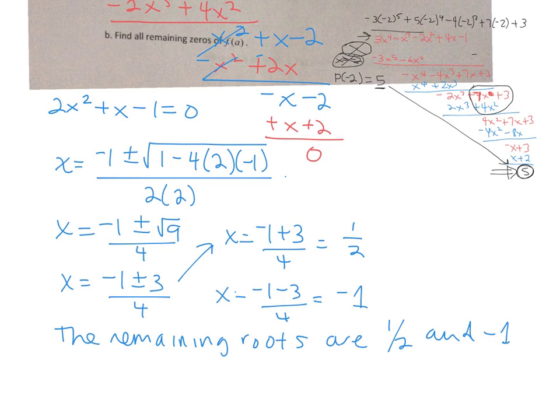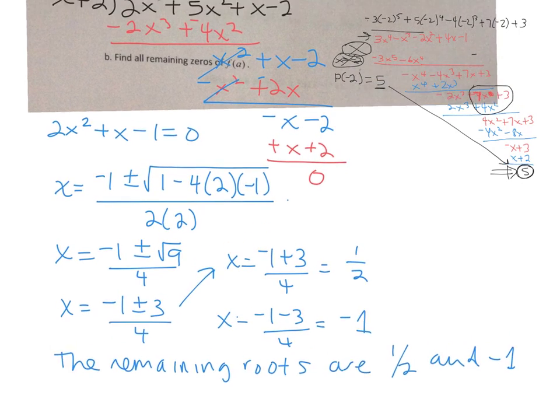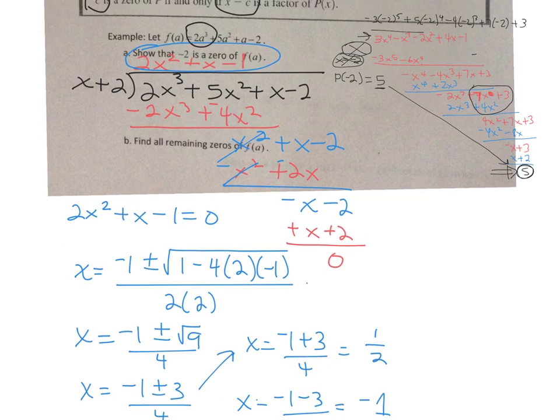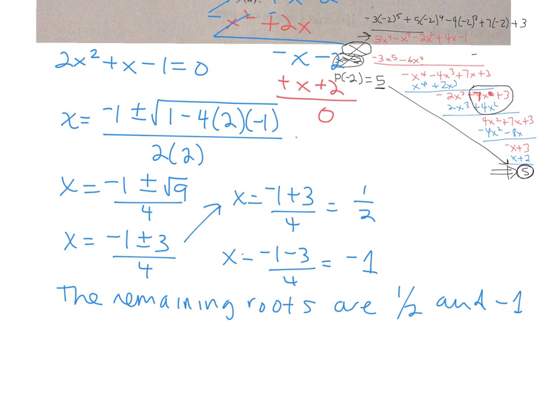And then you can also make the connection. You see how this started out as a degree 3 right here, and you have 3 roots. You have the negative 2 that you started with, and then you have 2 more. So all the roots are negative 2, 1/2, and negative 3. That's 3 roots. The degree was 3. That's always going to happen if you include multiplicity.